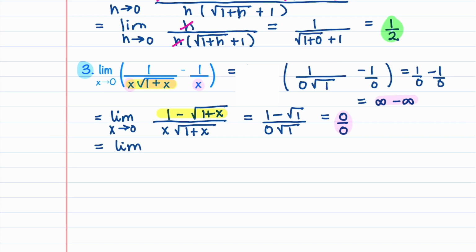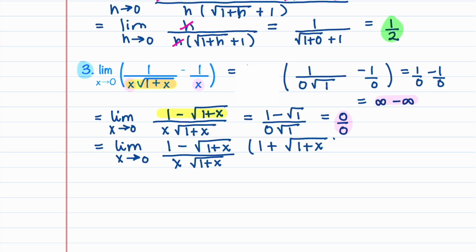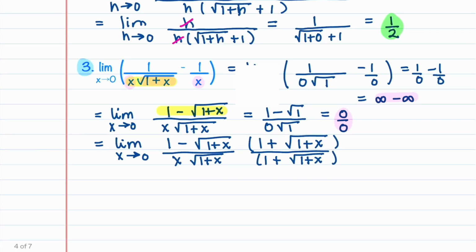This is the limit as x goes to 0, 1 minus the square root of 1 plus x, all divided by x square root of 1 plus x, and let's multiply by the conjugate, 1 plus square root of 1 plus x, all divided by 1 plus square root of 1 plus x. If I were teaching this in class right now, I would start to get a lot of moans. I know this is a long problem, but hang with me. You can do this.